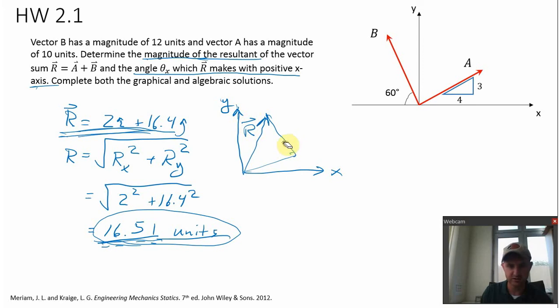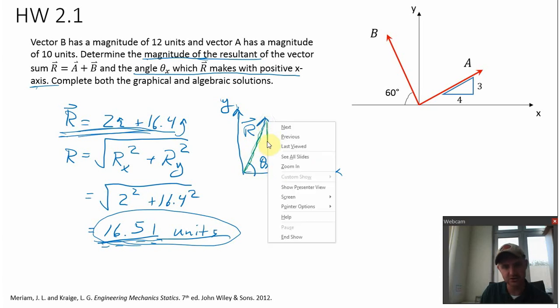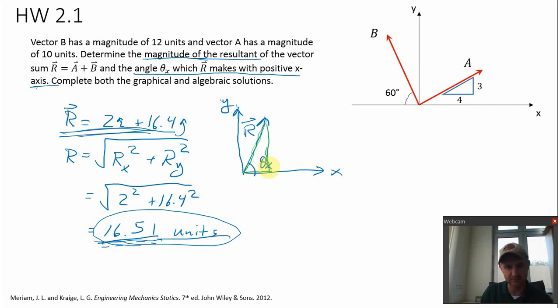Okay, let me erase that. So what we're looking for now is this angle. That's the angle theta x. So how can we find this angle theta x? Well, right triangles are some of your best friends. So let's make a right triangle. Let's use the vector R as the hypotenuse. So there's a right triangle now. There's the 90-degree angle. So I know this length is 2 and the y is 16.4.